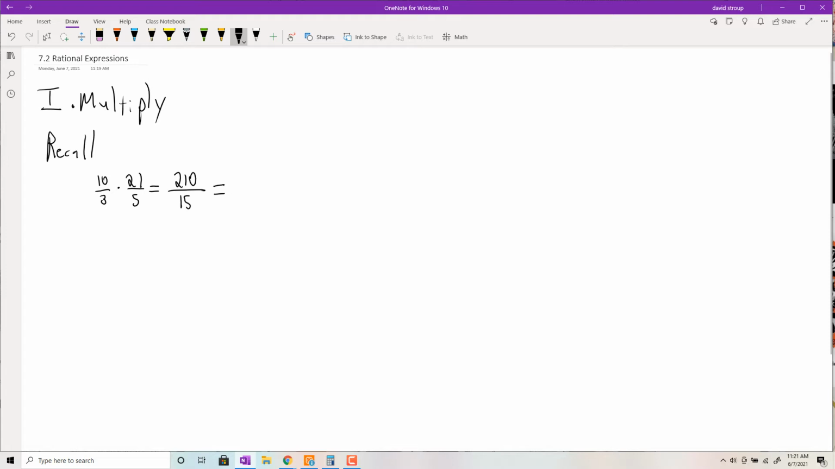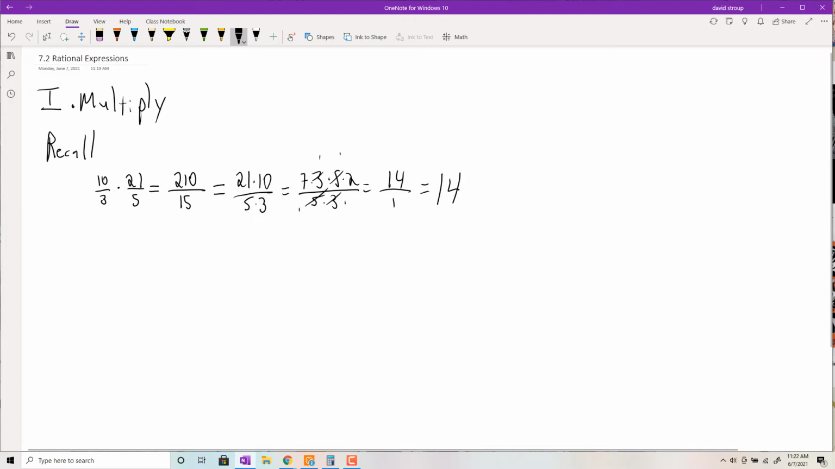So in the numerator, you could factor it and get 21 times 10 all over in the denominator, 5 times 3. 21 is 7 times 3, 10 is 5 times 2, and that's all over 5 times 3. And then you could remove the 5s, replace them with 1s, remove the 3s, replace them with 1s. You end up with 7 times 1 times 1 times 2 is 14, all over 1 times 1 is 1, so 14. Okay. It's this part right here which is bad news. You kind of want to skip this. You don't want to multiply out.